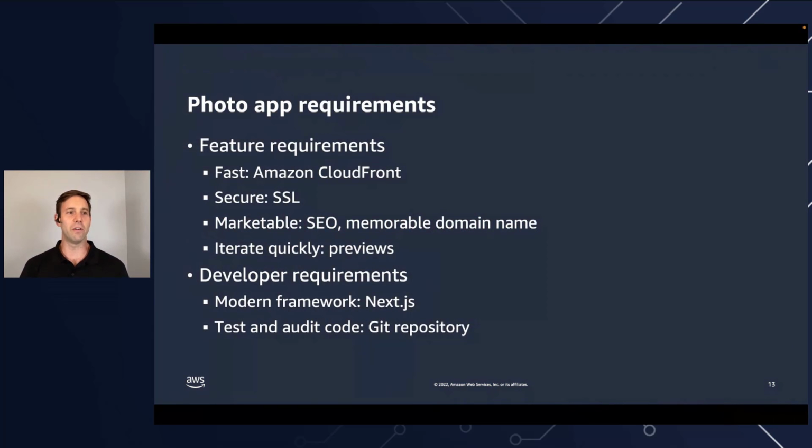So reminding ourselves of the requirements: fast, we're going to be using a CDN; secure, we've set up SSL without having to do anything; marketable, we've entered the domain name that we want to use, and that's being set up for us; iterate quickly, I'll show you a preview later on in this presentation, and you saw we had a Next.js application that was connected using a Git repository. So imagine we had to set this up ourselves.